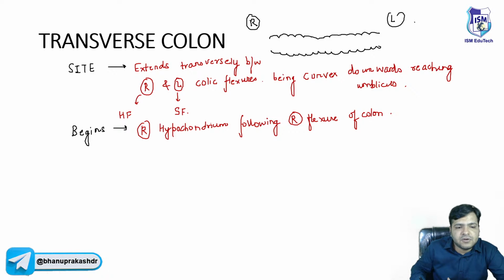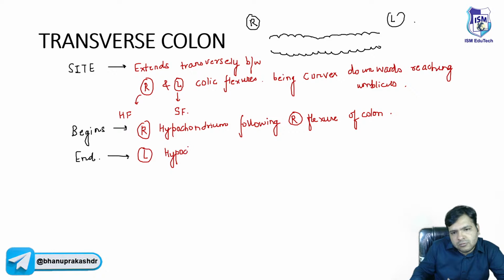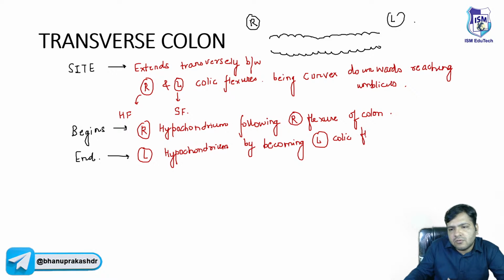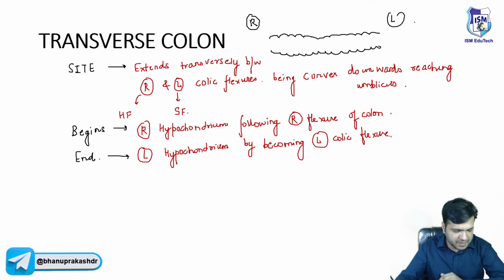Whereas if we talk about the end part, remember, beta, it is the left hypochondrium, by becoming the left colic flexure of colon.